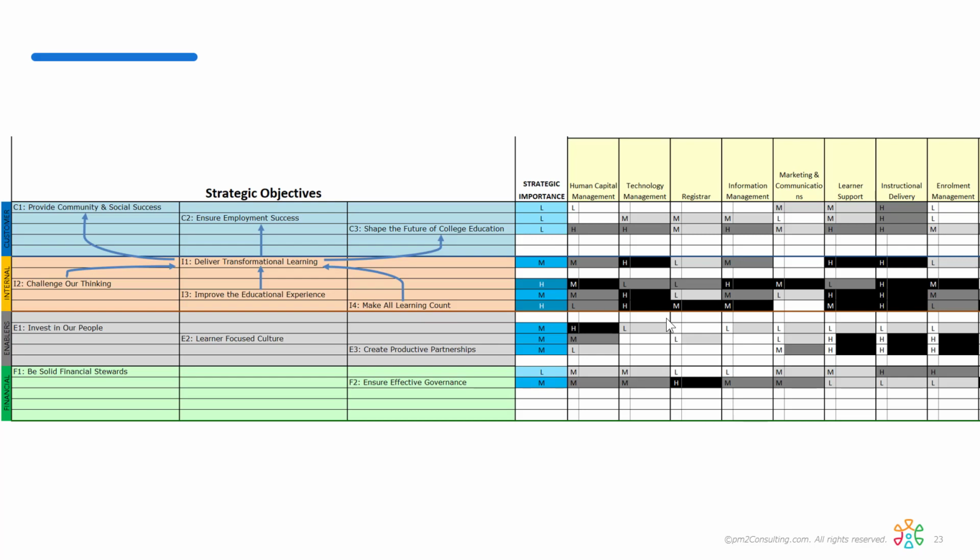So the next step in the workshop is to do the ontology. Understand how each of your core processes support the objective. And this is going to be an important part of your strategic plan because this is how we translate the strategy into operational terms. This is the operational part of your strategic plan.